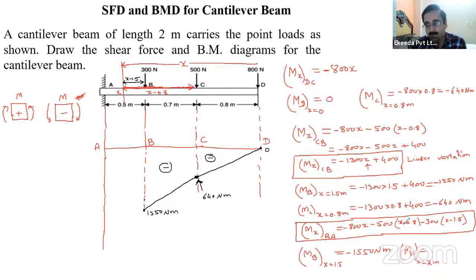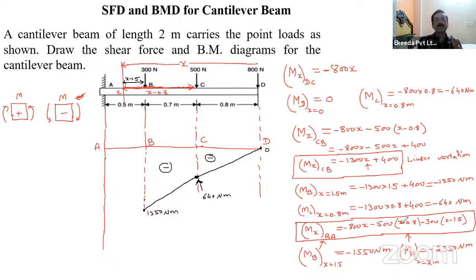So put here 2 meters in this equation, right? And you will get the value of MA, and when you put the value of 2 meters, MA will come out to be minus 2350. You can put the value and get the answer, right? Use a calculator. And this is a linear variation because the x term is there, right?